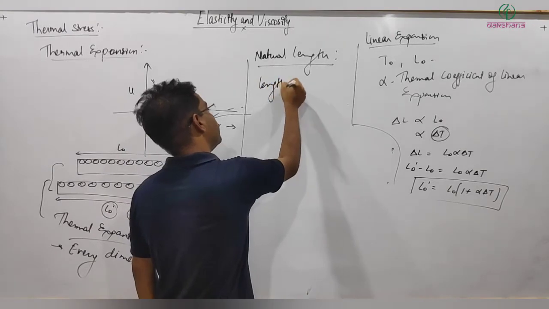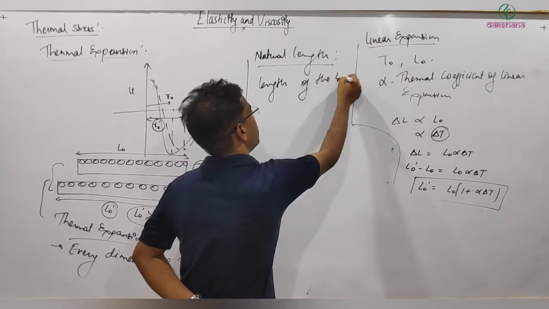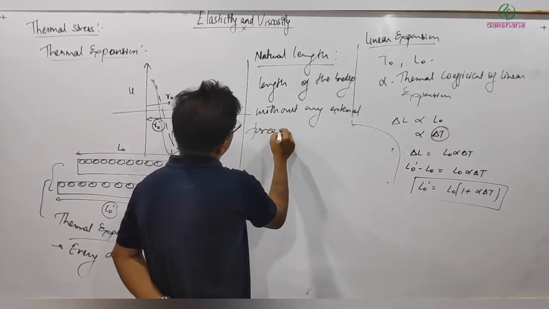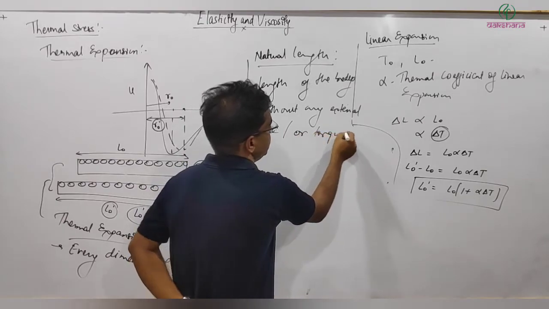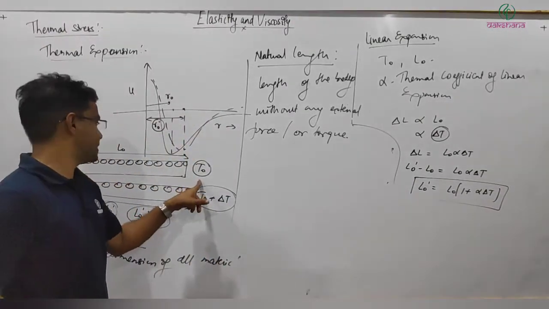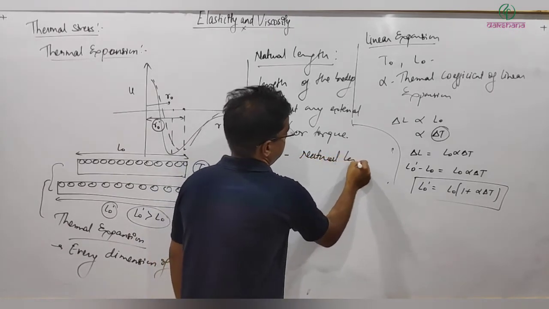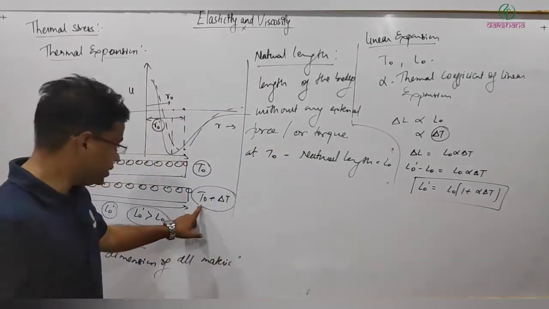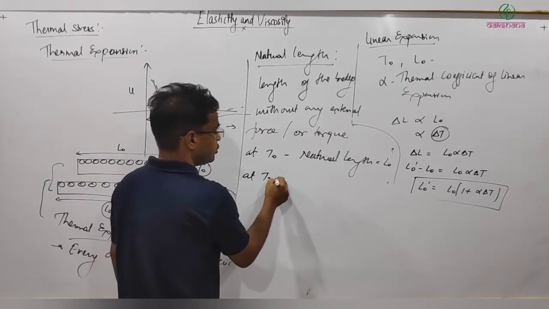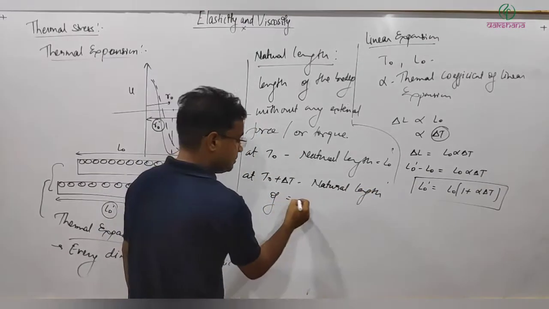So the natural length, or I would say the dimension, is the length of the body without any external force or torque. Means if no external force, no torque, nothing is applied, then what will be its length? That is termed as its natural length. So at T0 temperature, L0 is the natural length. Then at T0 plus delta T temperature, what is the natural length? The natural length of this rod will be L0 prime.